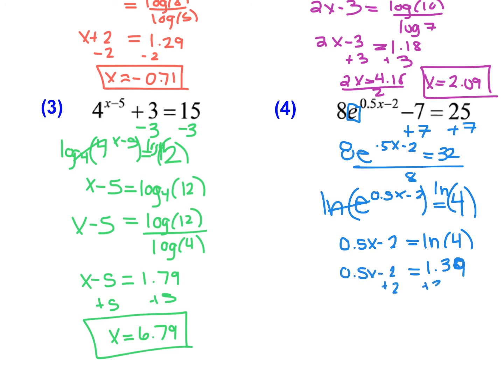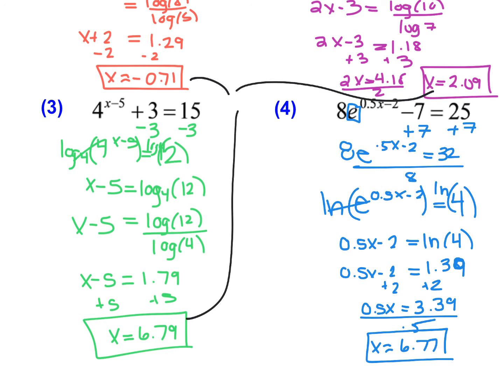We then need to add 2 to each side, so we have 0.5x is equal to 3.39. Then divide by 0.5, and we end up with x is approximately 6.77. So we're able to use our knowledge of the fact that logs and exponents are inverses of each other in order to solve these equations and actually undo those operations. And all of these x values that we found, all 4 of them, if you were to plug them back into the original equations, they would make that original equation true.